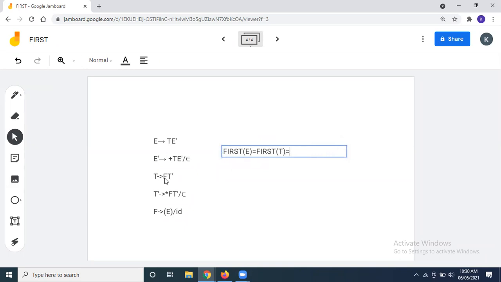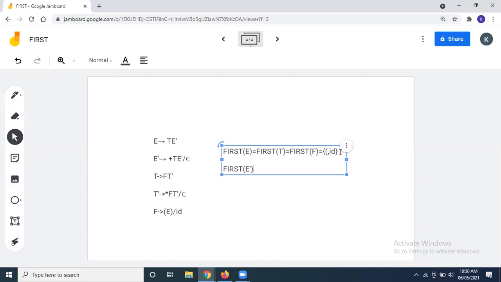F is again a non-terminal symbol. So we have to find first of F. And in F, what we have? The opening parenthesis and ID. So first of E, first of T, and first of F, all these three are same. It is opening parenthesis as well as ID.